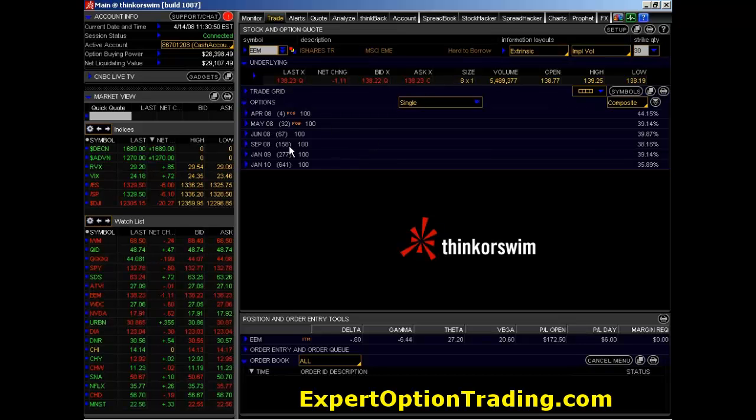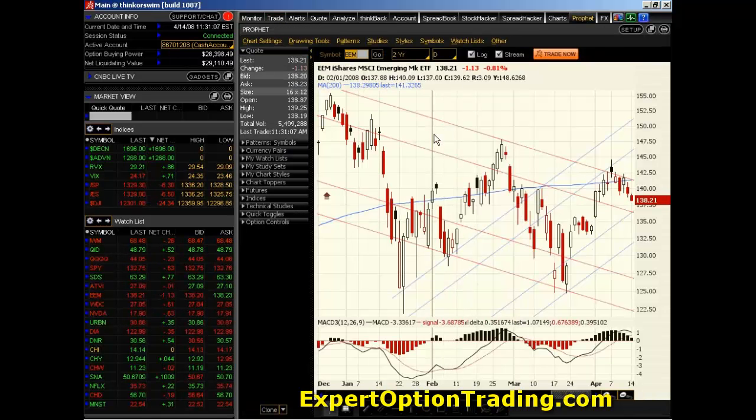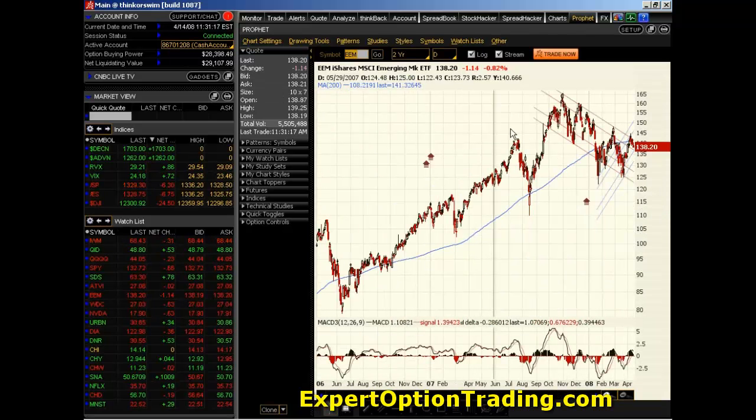So in our test account here, we first want to look at the indexes that we want to put positions on. And normally what I do is I take the EEM, which is the iShares emerging markets. Let's take a quick look at a quick graph of it. This is the iShares emerging market ETF. It seems to be trading very well for us. It tends to trend in a pretty nice pattern. It tends to stay within channels here.